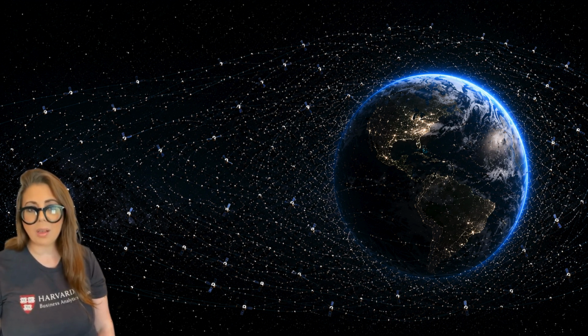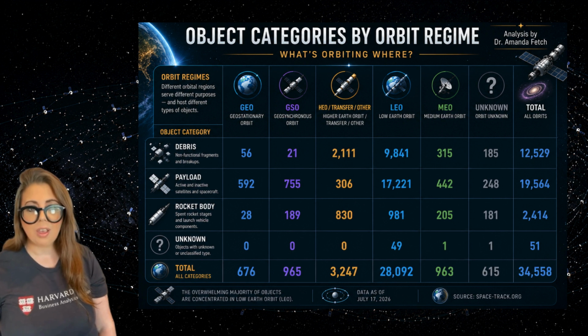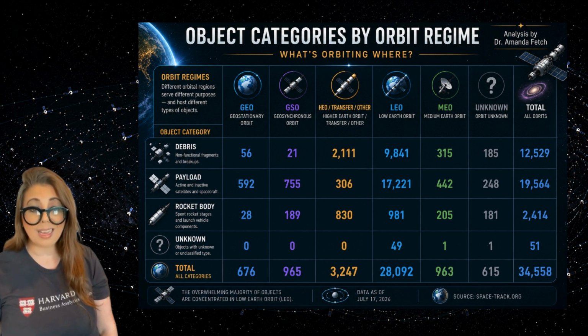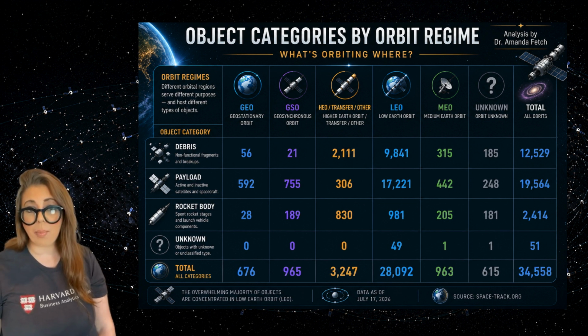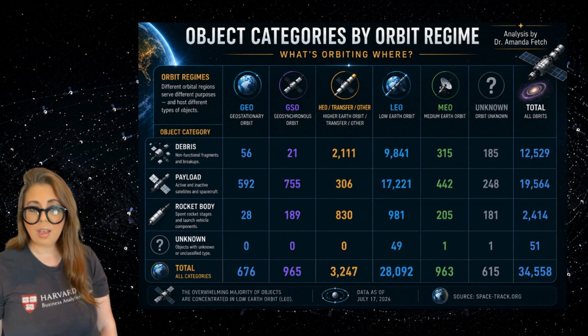When you break down the catalog by object type, the picture becomes even more interesting. Of those 34,558 objects currently in orbit, nearly 19,600 are payloads, representing active and inactive satellites. Another 12,529 objects are classified as debris, and more than 2,400 are rocket bodies left behind after launches. Perhaps the most striking statistic is that nearly 10,000 pieces of debris are currently orbiting within low Earth orbit alone. Every one of these objects contributes to an increasingly complex orbital environment that has to be continuously monitored. Hence why space situational awareness has become so important to all of us.